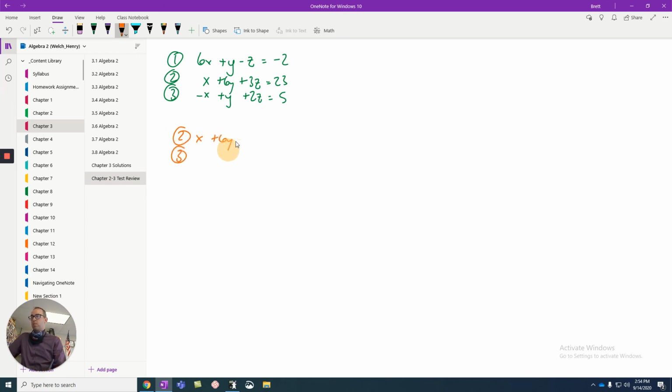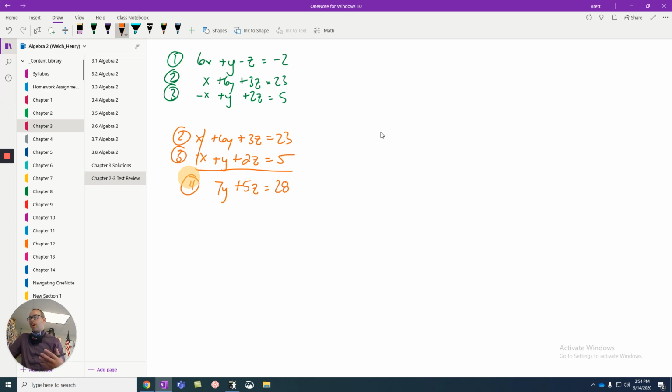So x plus 6y plus 3z equals 23, and -x plus y plus 2z equals 5. If I add these together, the x's cancel. 6 plus 1 is 7y. 3 plus 2 is a positive 5z equals 23 plus 5 is 28. This I'm going to call equation number 4.